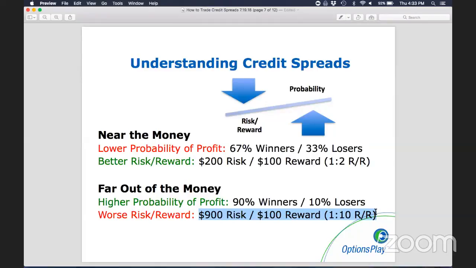And chances are the risk to reward do not compensate you enough for the risk that you're taking. So the key thing to understand is that one is not better than the other. High probability is not better than low probability. Low probability is not better than high probability. The question is, how well balanced are the two?